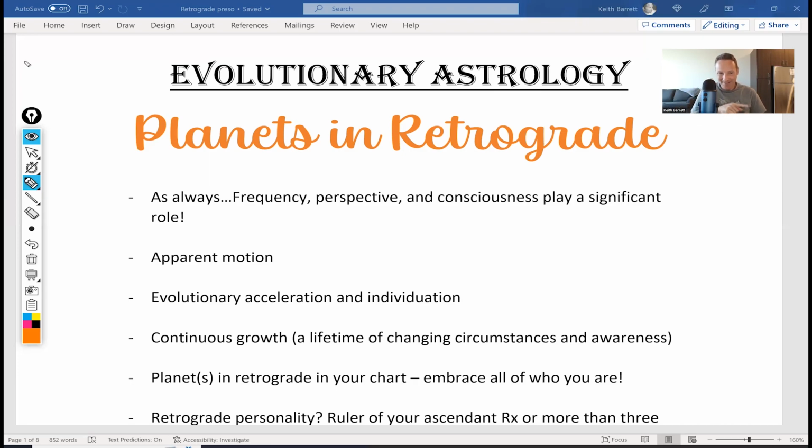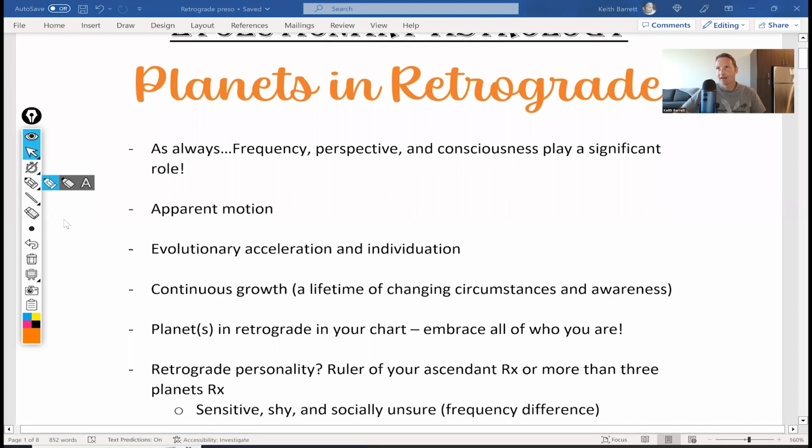So back to the content. Retrograde is apparent motion, which I already covered in the beginning, so I won't continue with that. When you see retrograde planets, think of it as evolutionary acceleration and individuation. It's like I need to really focus on my uniqueness. I really need to focus internally to understand what I need to express, maybe what has happened in an individuated soul level in past lifetimes. Because we carry soul memory, right?